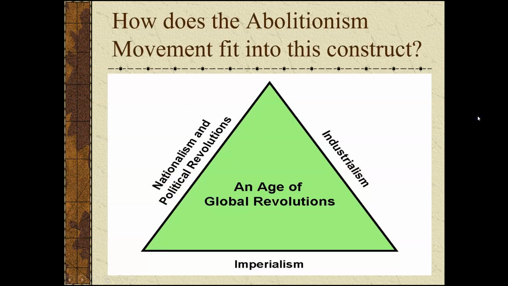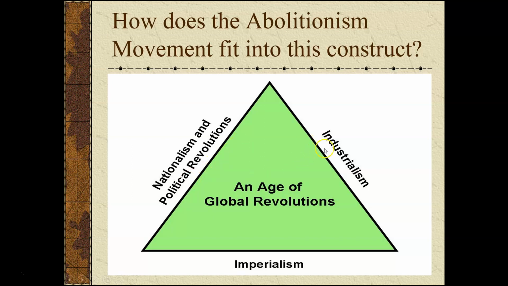Now, in terms of how abolitionism fits into our unit construct, the 1750 to 1900 construct, with nationalism, when you became a modern country, you had to ask yourself, do we want slavery in our country or not? And many countries said, no, we do not, which is related to political revolutions, because you had a revolution, you've changed up your country, do you want slavery in your new country? Many nations said, no, we do not.